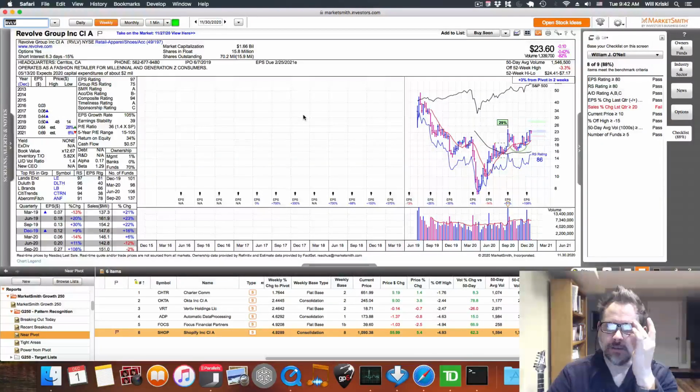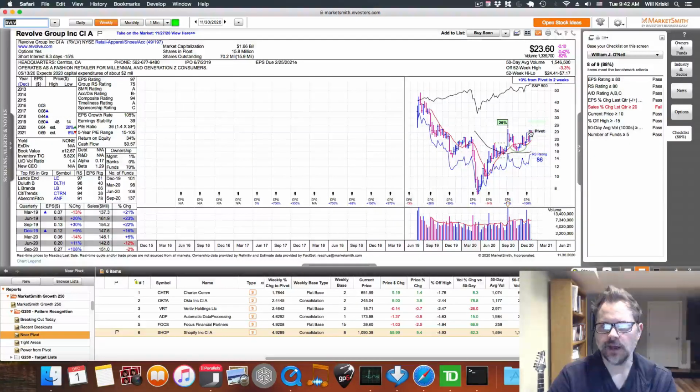I use MarketSmith to identify high quality stocks. They have a Growth 250, which they edit manually, and then you see stocks that are near what they call a pivot, and that is the recent high. So that's kind of nice because you can see stocks that are breaking out or in a pivot, because you don't want to buy when they're really way too high.